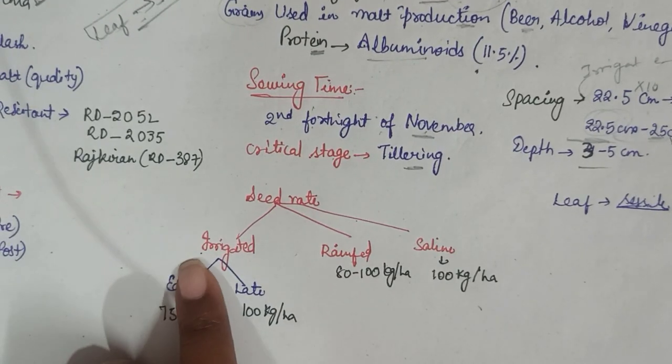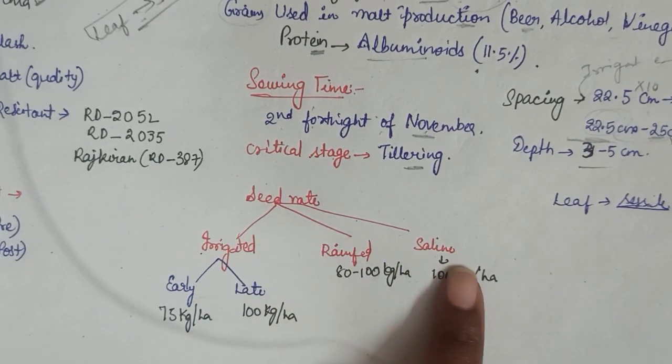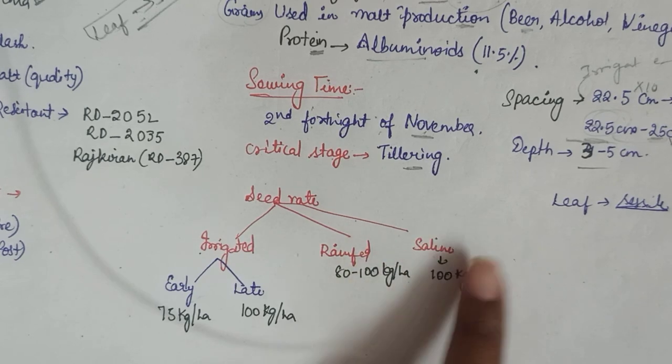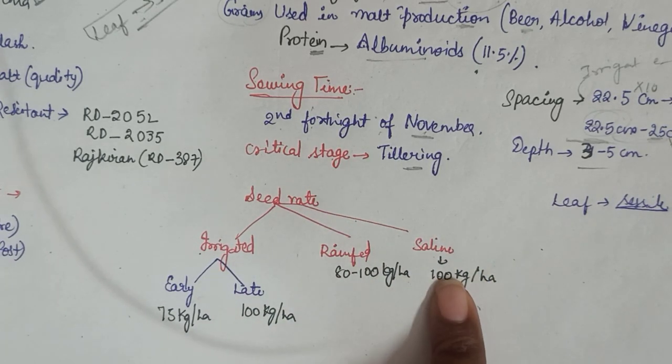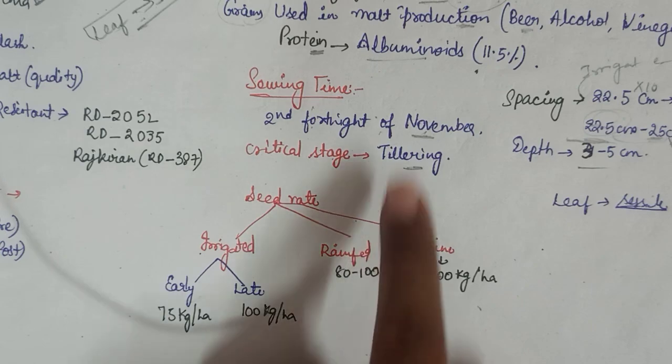And the seed rate here: irrigated, rain-fed and saline conditions. So you can grow in saline conditions also. It is a drought tolerant and saline tolerant crop, barley. And what is the dwarfing gene?